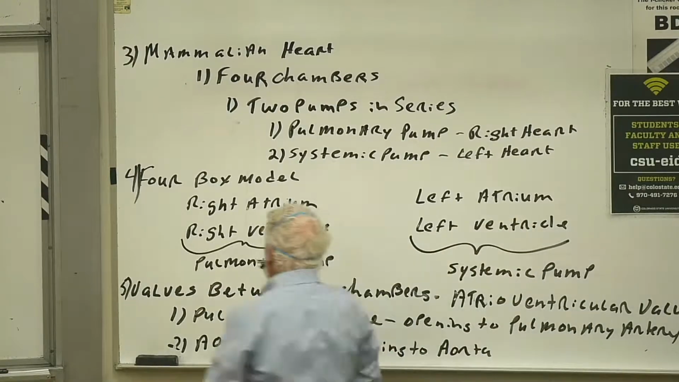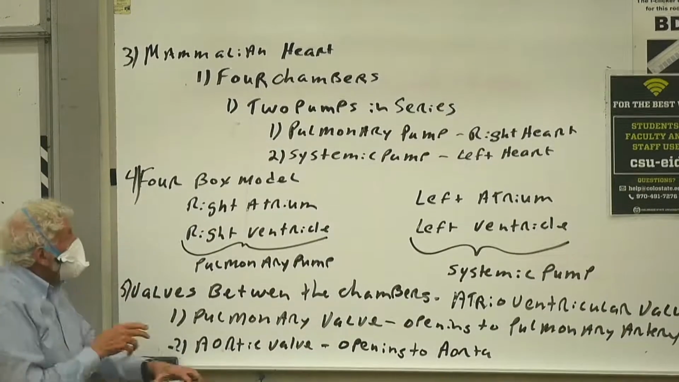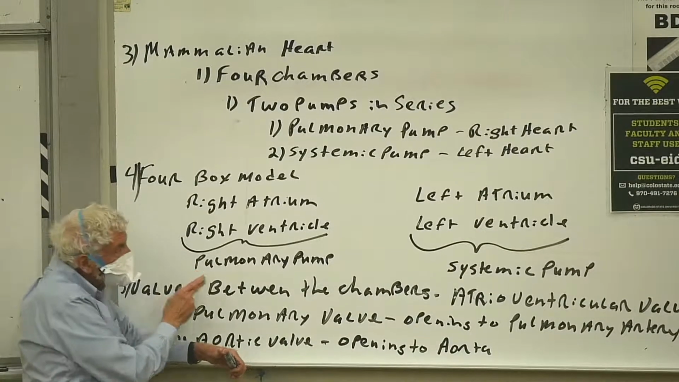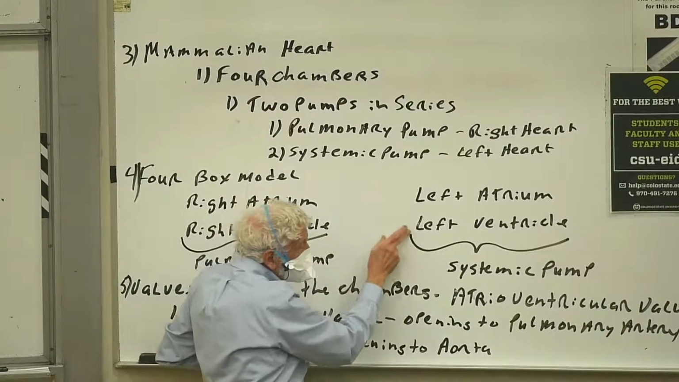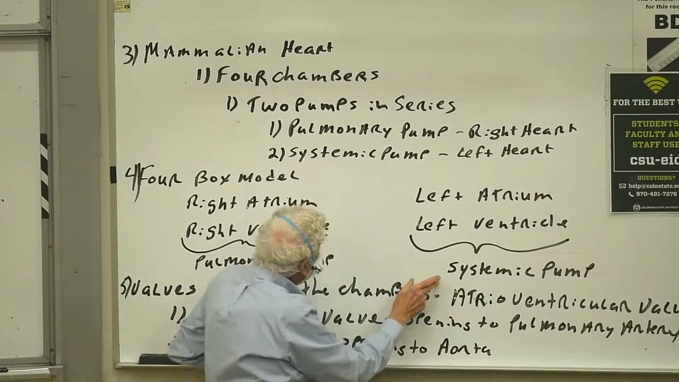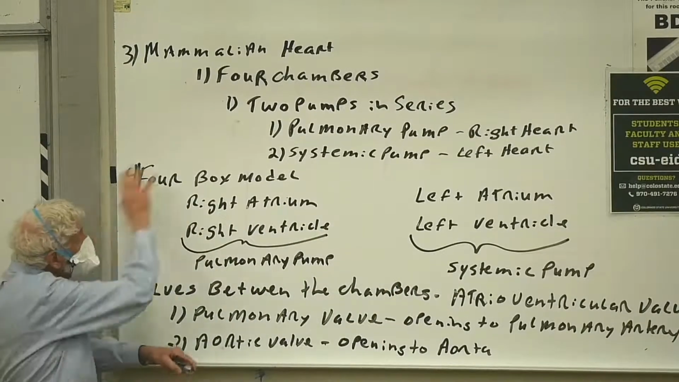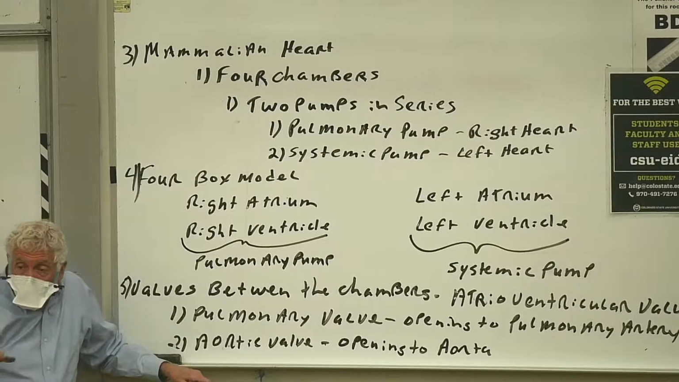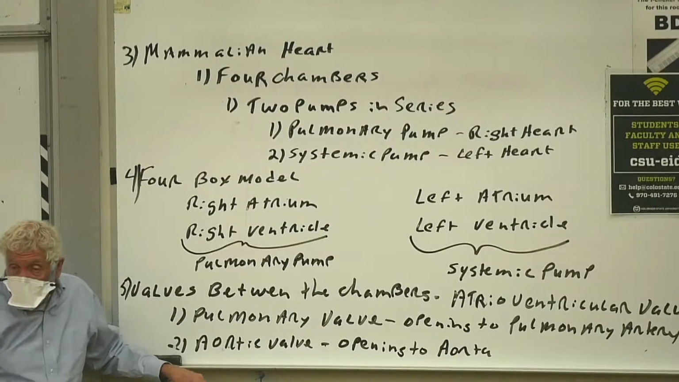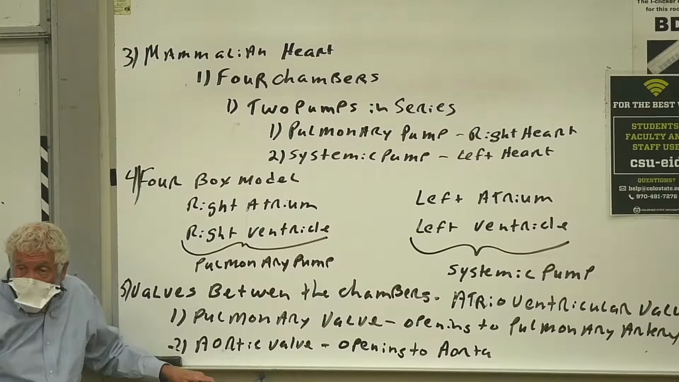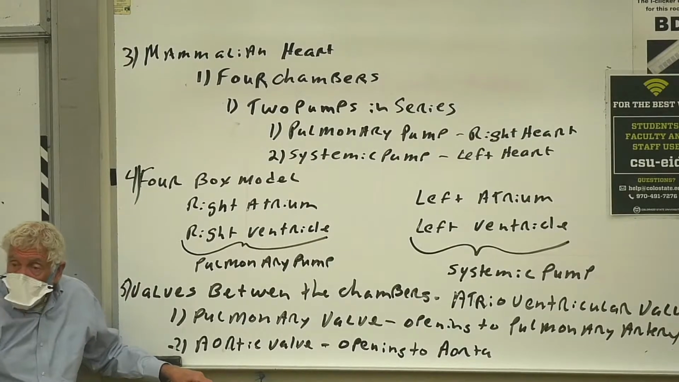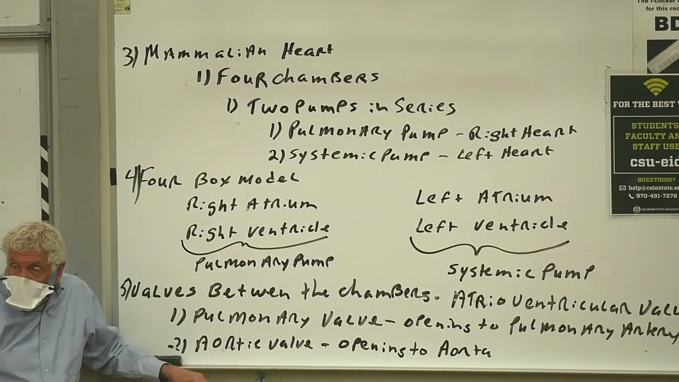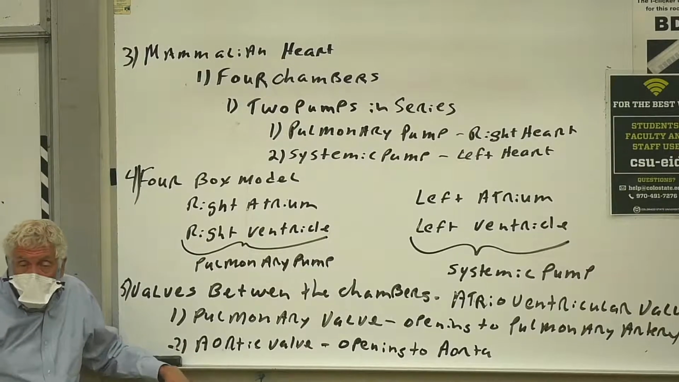But for now, hold on to these two major ideas. Right atrium and right ventricle is the pulmonary pump. Left atrium, left ventricle is the systemic pump. And we'll initially draw this as a kind of 4-box model, just to show how the blood is going to flow through these chambers or rooms, and how there are going to be doors or valves between the chambers, and additional doors or valves from the ventricular chambers, either right or left, and into the tubes carrying the blood away from the heart.